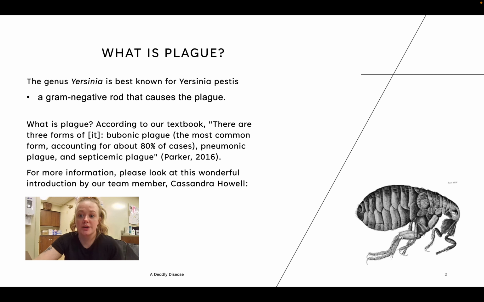Pneumonic plague is a more serious form of plague that spreads through tiny droplets in the air from an infected person and affects the lungs. It's characterized by fever, cough, chest pain, and shortness of breath.